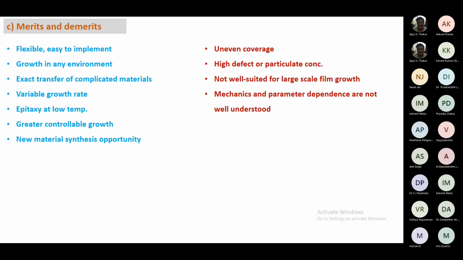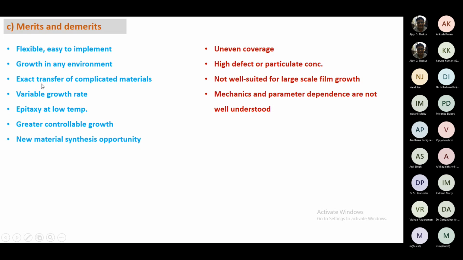After that, there are some merits and demerits of this PLD setup. It is very flexible and easy to implement, because we can grow thin films in any environment, like using any type of gas. You can do that, but usually we are doing oxide materials thin film deposition here. And exact transfer of complicated materials, as Sarah already discussed, that not only vapor, chunk-type deposition can be done. So for a suitable chunk, the stoichiometry will be maintained.